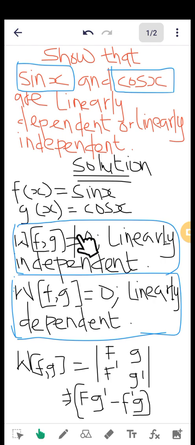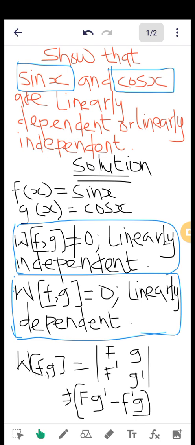When we find the Wronskian of these two functions, sine x and cos x, and the result does not give us 0, then it is linearly independent. But when we find our Wronskian and the result gives us 0, then it is linearly dependent. So this is how to find the Wronskian.